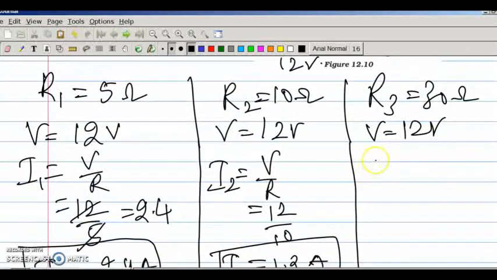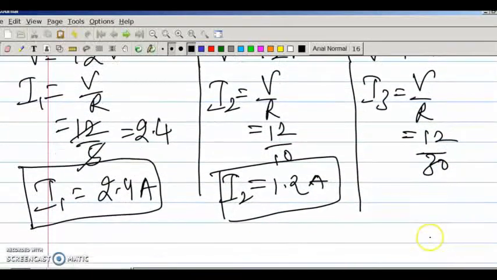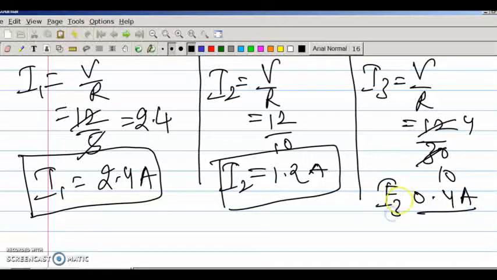Now we are moving to the next one, I3. Let us calculate the current in resistance 3. It is V by R again. What is V, children? It's 12 by 30. So that becomes 0.4 ampere. So this is I3.